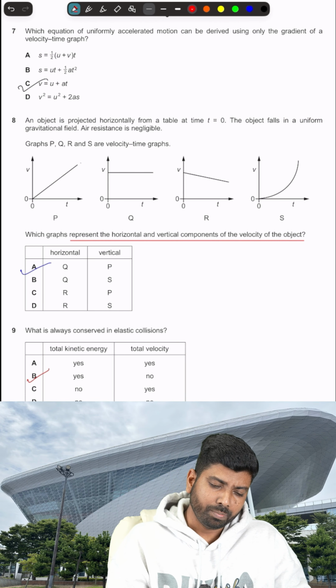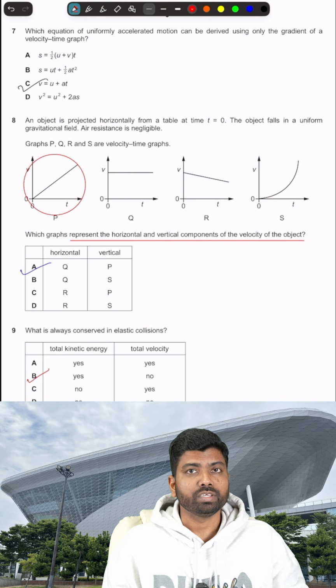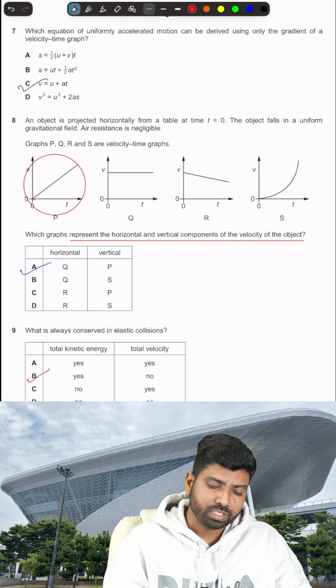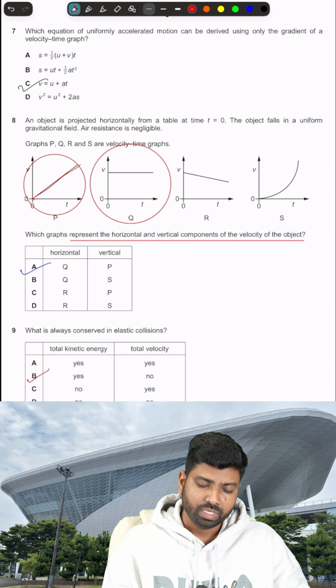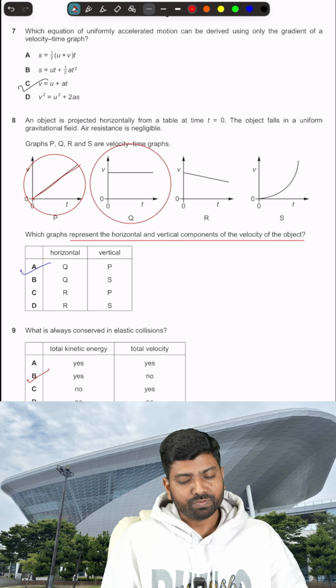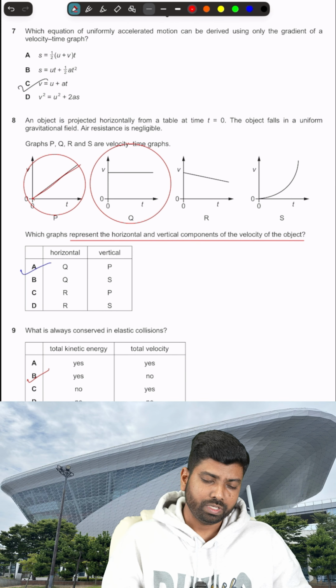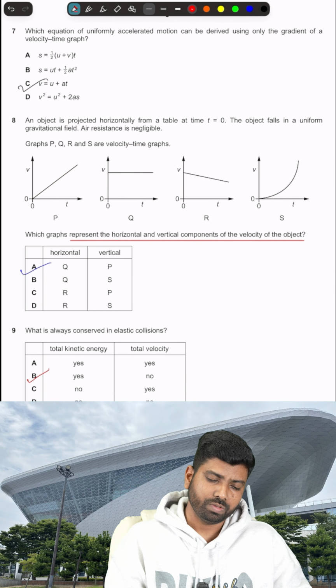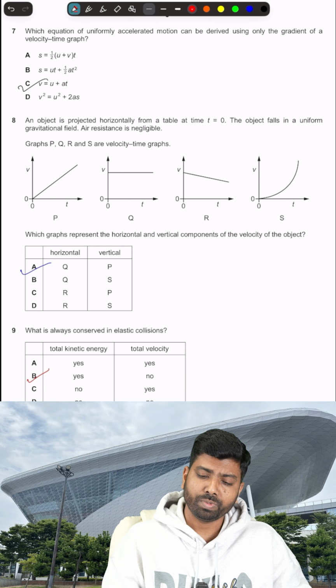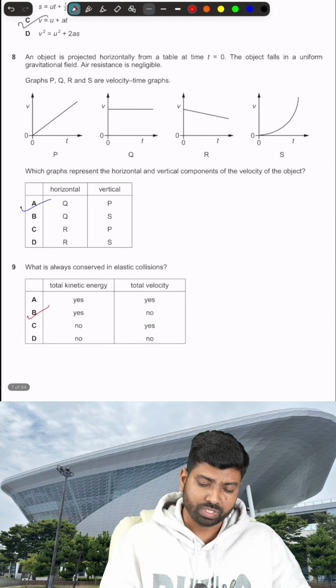So if you see, P tells us the vertical velocity, because the velocity is continuously increasing. But in Q the velocity is constant and there is no change in velocity. So option A is the right answer here. Q stands for horizontal velocity and P stands for vertical velocity. Can you write your opinion and comment in the chat box? I want to see.